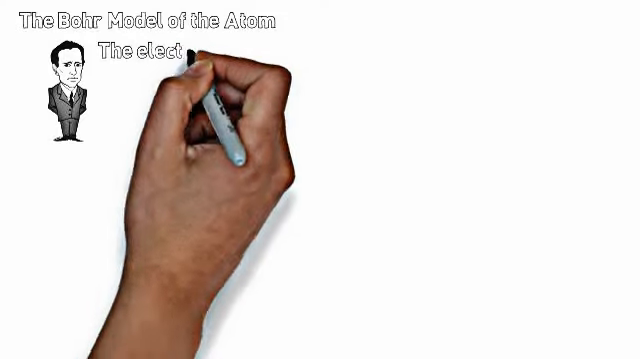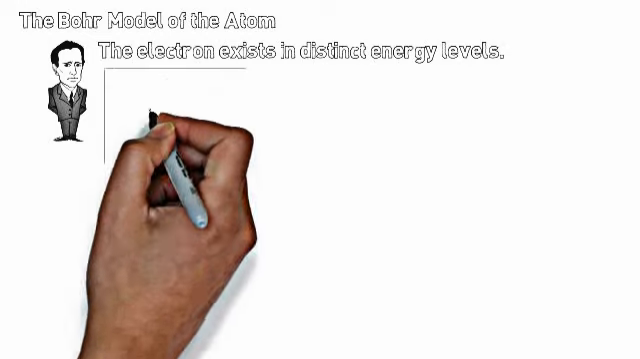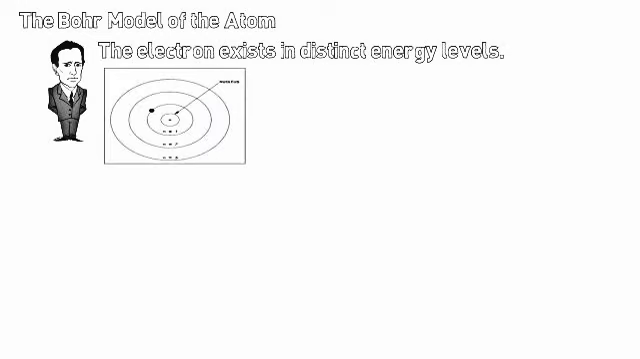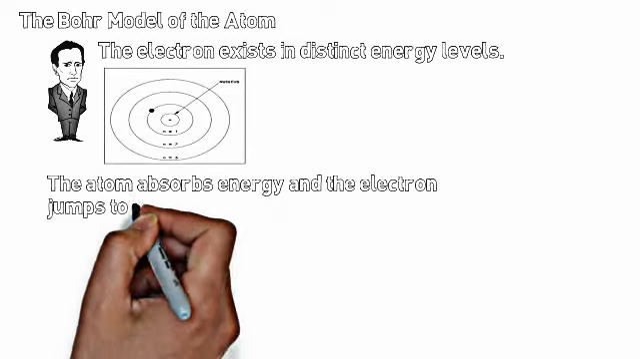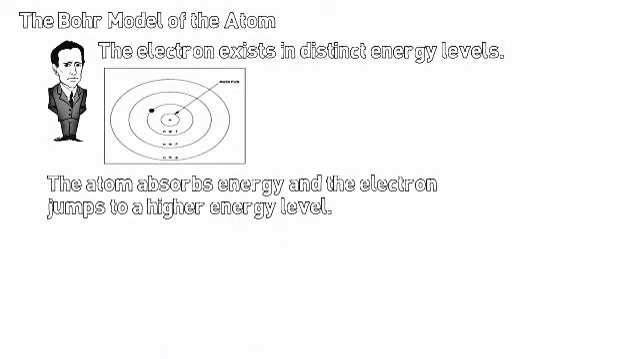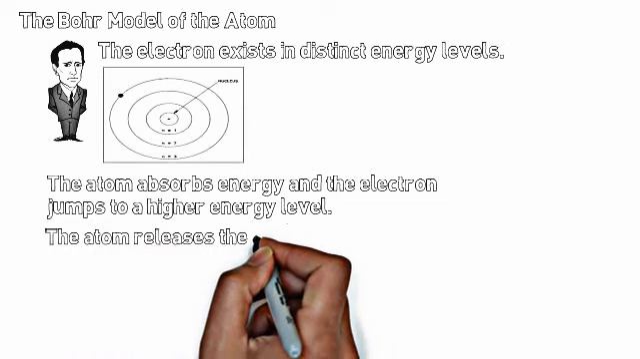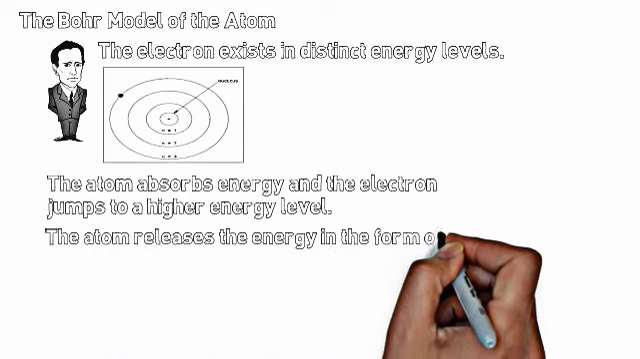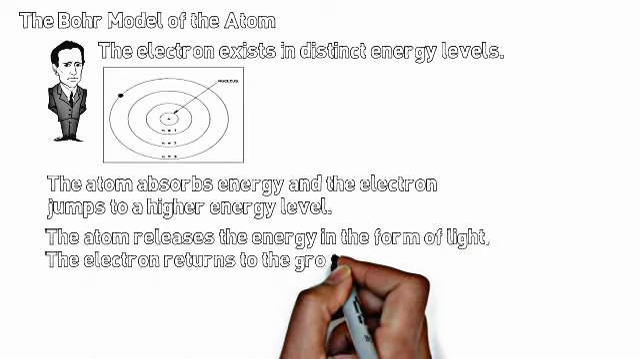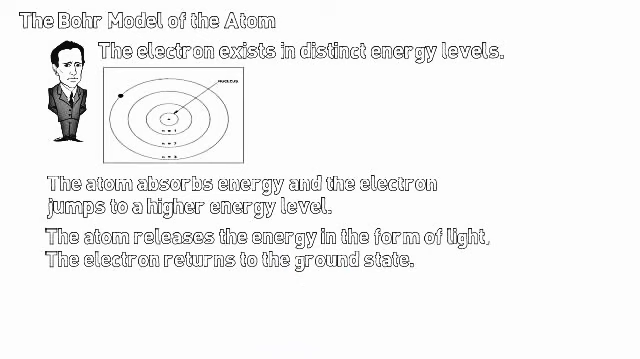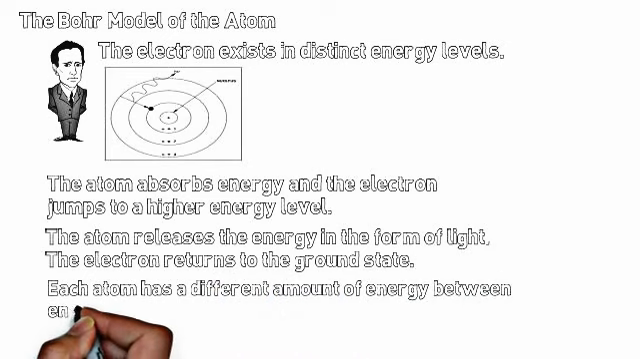So the Bohr model of the atom states that an electron exists in distinct energy levels. The atom absorbs energy, and the electron jumps to a higher energy level. So you can see here the electron jump to a higher energy level. The atom then releases the energy in the form of light, and the electron will return to the ground state. And each atom has different amounts of energies between the different energy levels. So the color of light that is produced is dependent on the amount of energy released. So that's why the different elements produce different emission spectra.